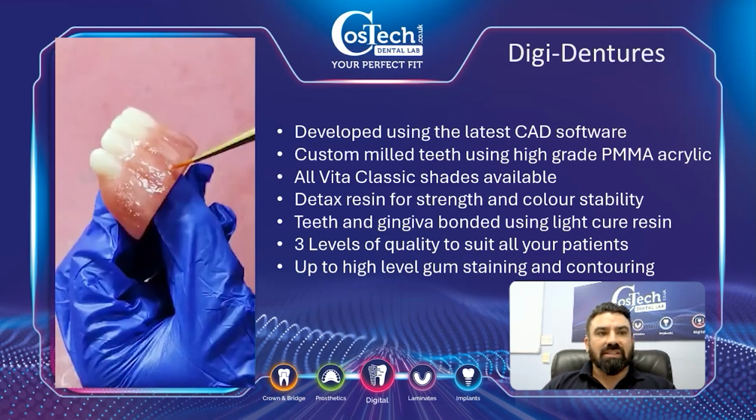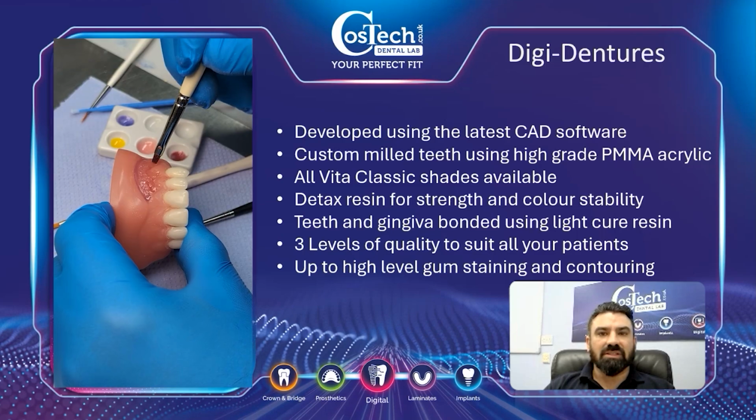We then surface stain it, and this is where we come into the various different types of teeth versions, going from economy to premium plus, and I'll explain in a moment how we actually use the technicians to make an amazing denture.